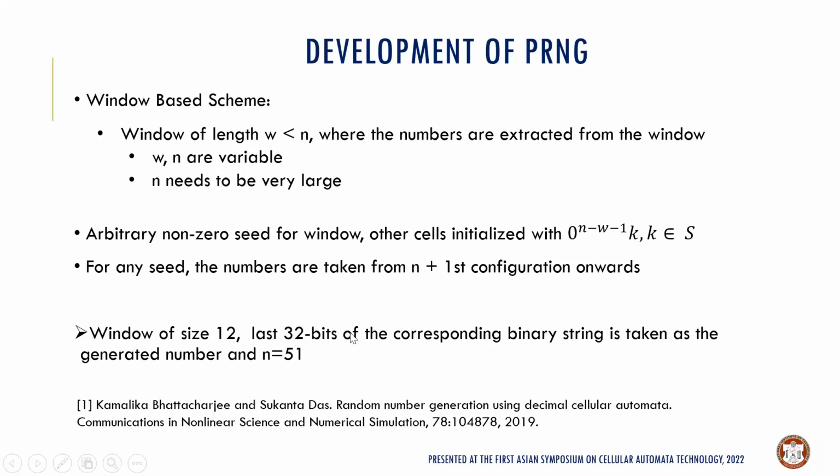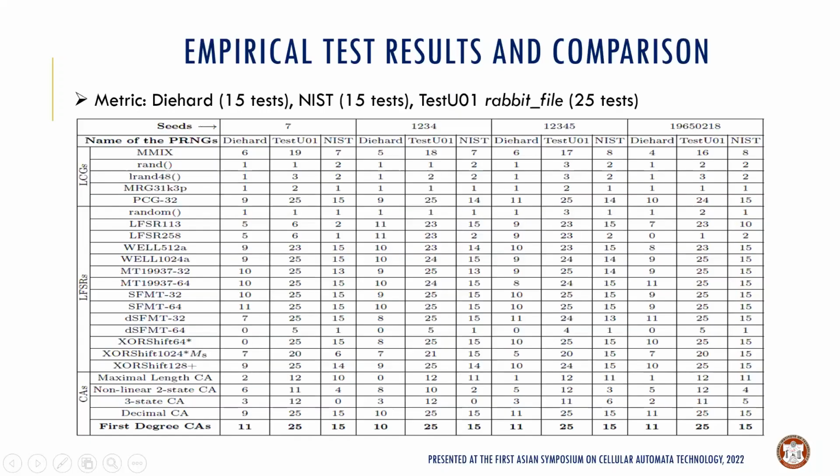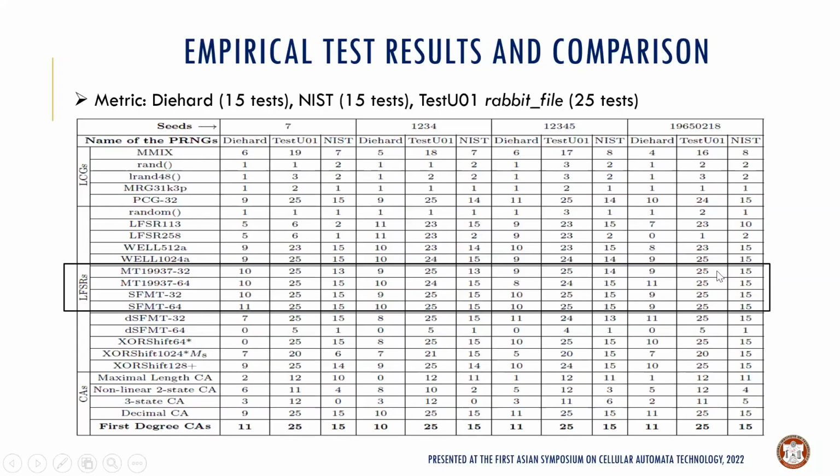For our implementation, we have taken a window size of 12, where the last 32 bits of the binary string are taken as the generated number, and n equals 51. This is the result. Here you can see the previous result of Mersenne Twister and its variant, and this is our CA.